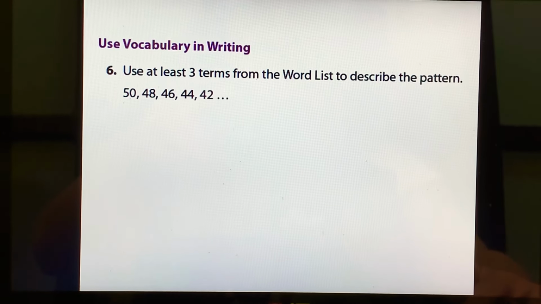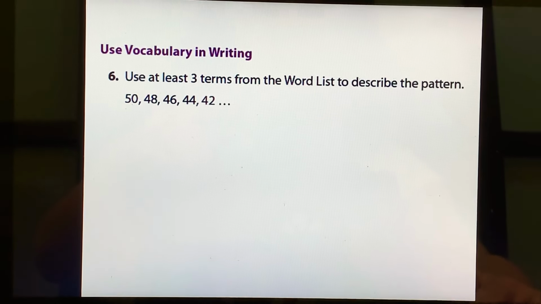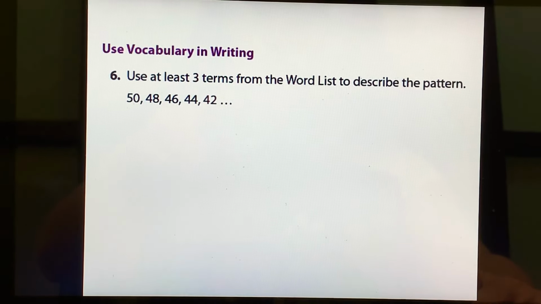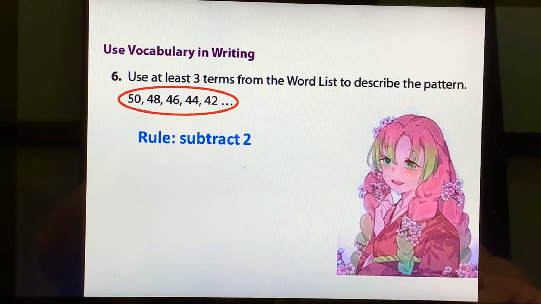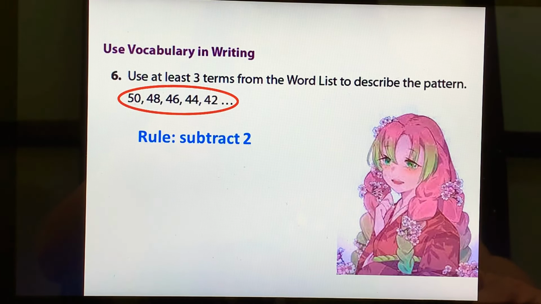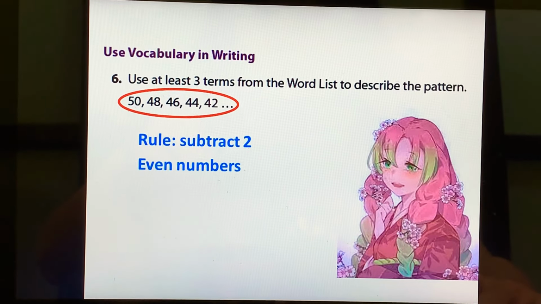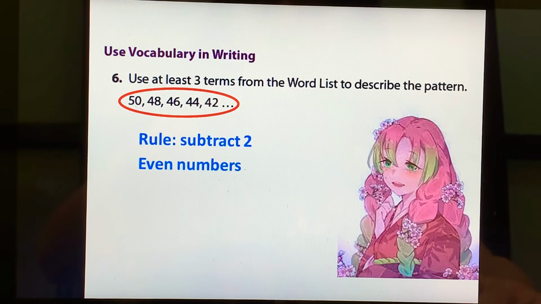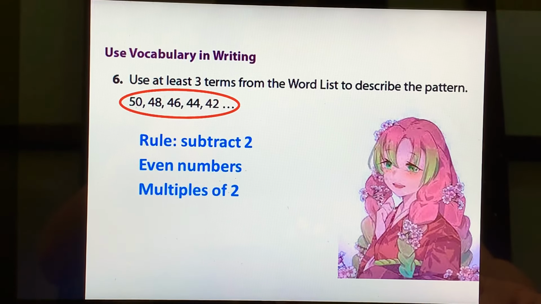Use the vocabulary in writing. Use at least 3 terms from the word list to describe the pattern. 50, 48, 46, 44, 42. Rule, subtract 2. The rule of this pattern is subtract 2. These numbers are all even numbers. These numbers are all multiples of 2. Let's move on.